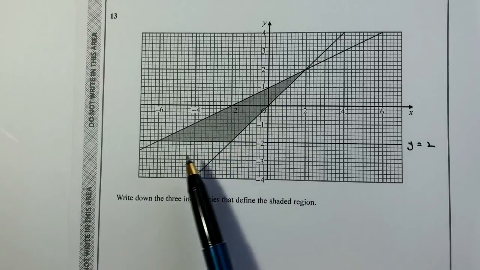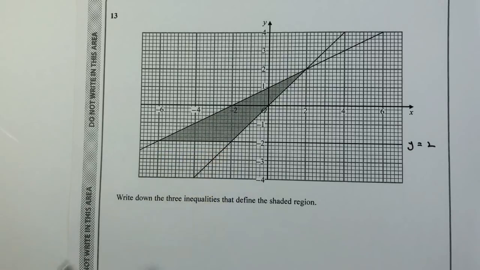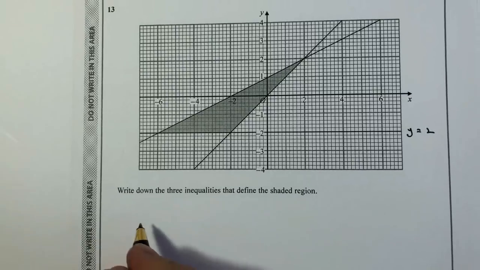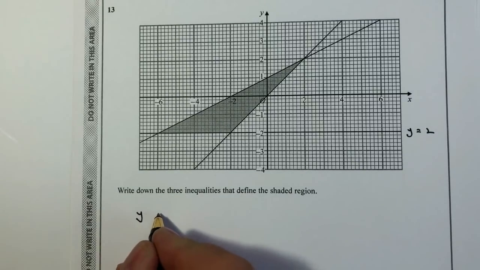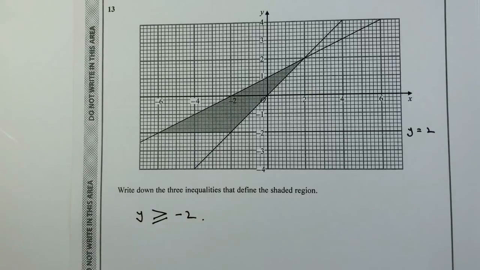But as an inequality, what we're saying is that the inequalities are above the values of y, and they could include it, because this is a solid line, and the normal convention is that if it's a solid line, it includes the inequality. So the first thing I can do is say that one of the inequalities is that y is greater or equal to minus 2.